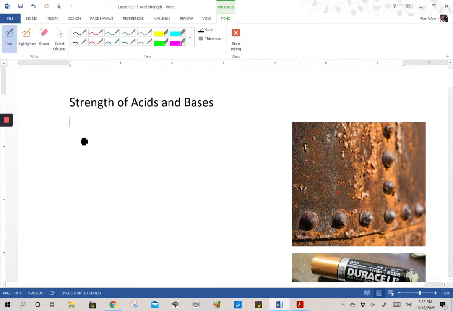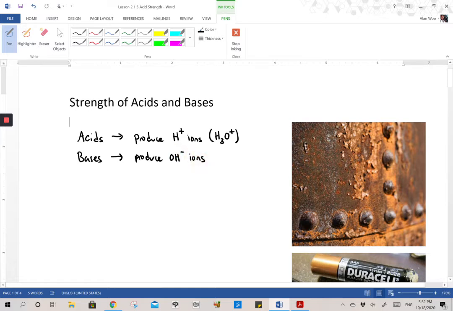So acids generally produce H plus ions. And usually in water, which is where they normally are, they will produce the hydronium ion, so we'll just put in brackets H3O plus. Bases, on the other hand, produce OH minus ions, which are called hydroxide ions.